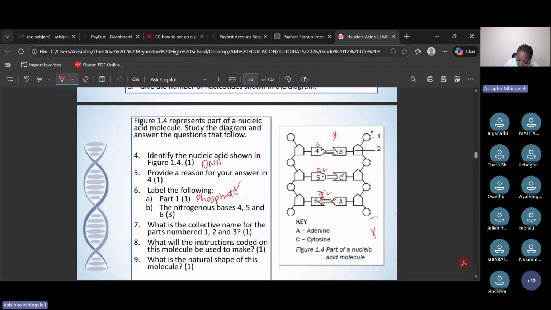But if we look at this shape, let's match it with other shapes that we've looked at already. This 3 looks exactly like the 6, and we said 6 is a T, so that means here at 3 there'll be a T. So our base at 4 will be which base? Adenine. Thank you. I'm so happy, guys.